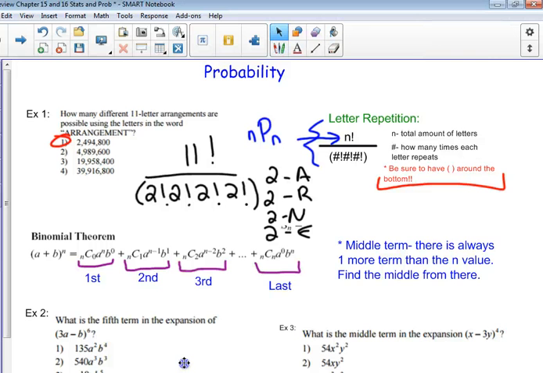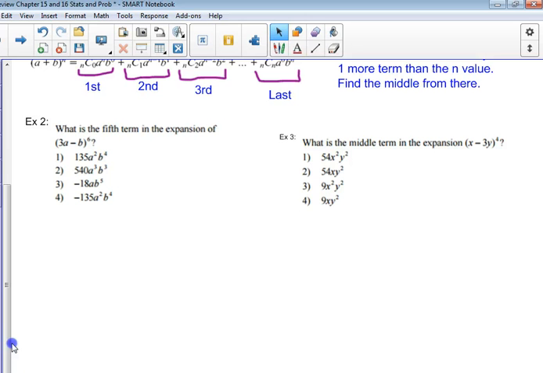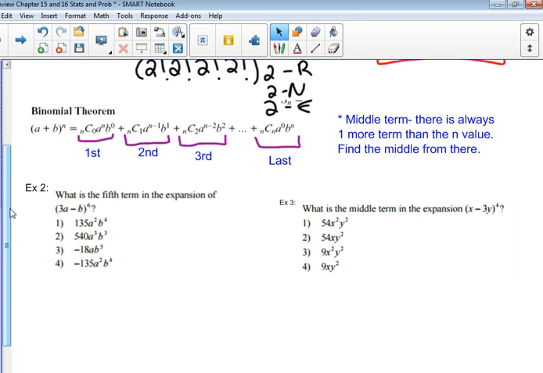The next one that comes up a lot is finding a specific term in the expansion. It could be multiple choice, could be in part 2. The binomial expansion is given to you on your reference sheet, and they're going to ask you about a specific term in the expansion. You don't want to expand the whole thing unless they ask you to. The first little set of information is the first term, then you have your second term, the third term.